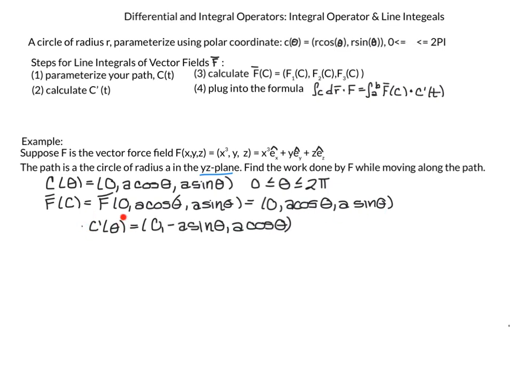The next step is to calculate c prime. Actually, I switched the order of 2 and 3, but that's okay, they're kind of independent. So c prime of theta, where's my c? It's over here. That's going to give me 0, minus a sine theta, and a cosine theta.